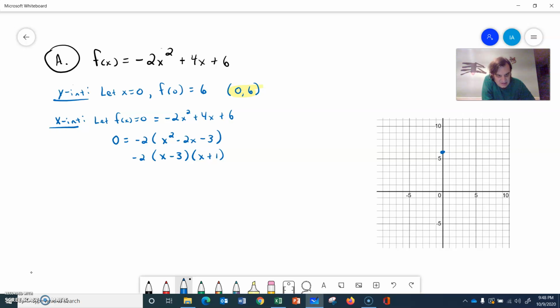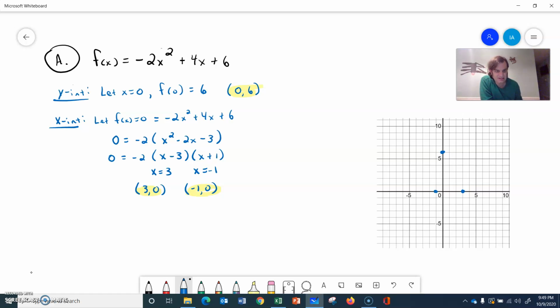Double checking here, looks about right. So we can use our factoring techniques to get there, or we can use the quadratic formula. But it solves to give us x equals 3 and x equals negative 1. So we get 2 points, 3, 0, and negative 1, 0. So those are two x-intercepts and 2 more points I can plot. 3, 0, negative 1, 0.